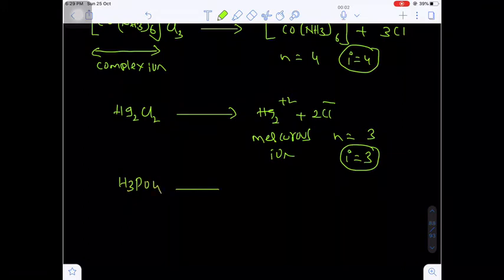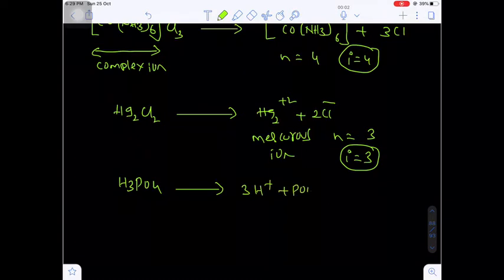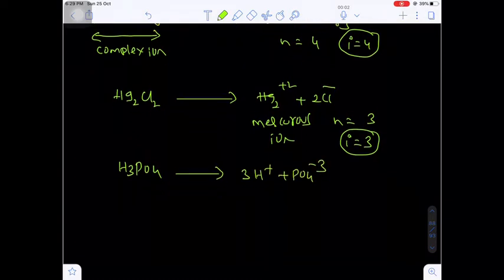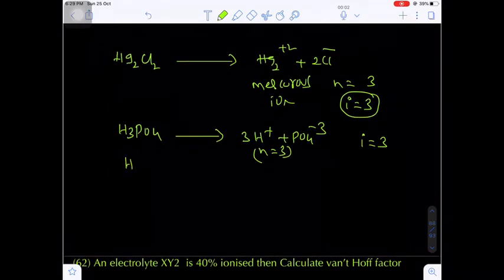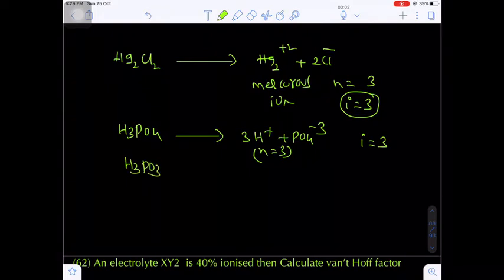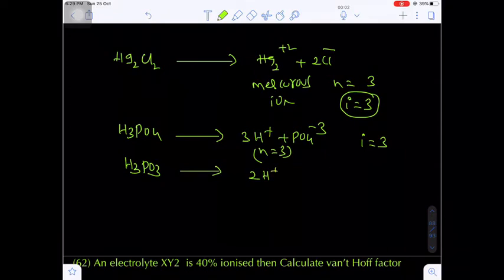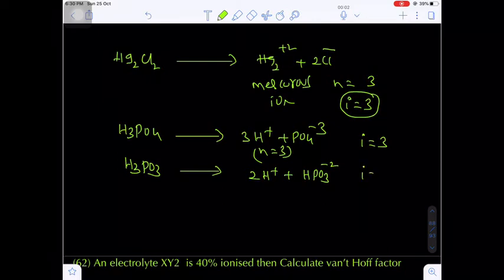H3PO4. It is a tribasic acid. How does it dissociate? As 3 H plus ions plus PO4 minus 3, phosphate ion. So total number of ions will be how much? 3. So iota value equal to 3. Okay. The second one, H3PO3. This is orthophosphorous acid. Now only 2 H plus ions will be ionizable and one hydrogen will be directly connected to the phosphorus central atom.